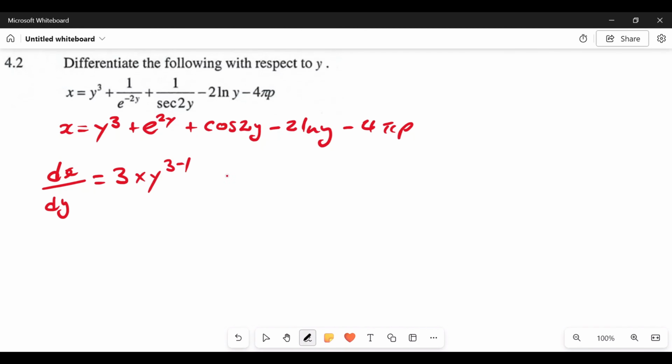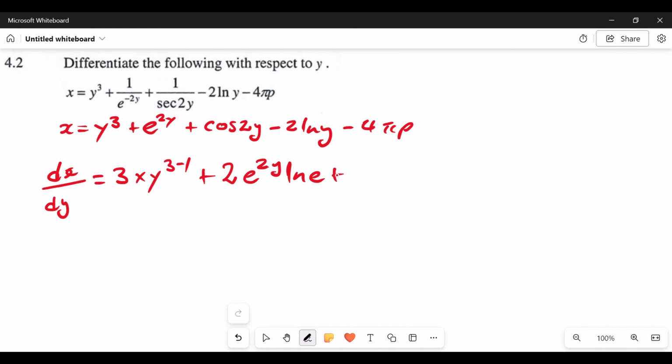Then we go to the second term. The second term is exponential because y is an exponent. When we differentiate the second term, we're going to say 2e to the power of 2y natural log e. Just like that. This is how you do the differentiation of an exponential equation.